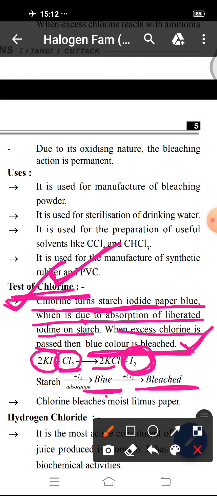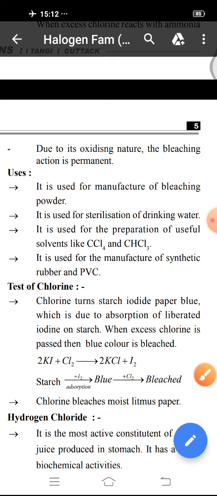Okay, so this is all about the laboratory preparation of chlorine, its physical and chemical properties, uses and its test also. Thank you.